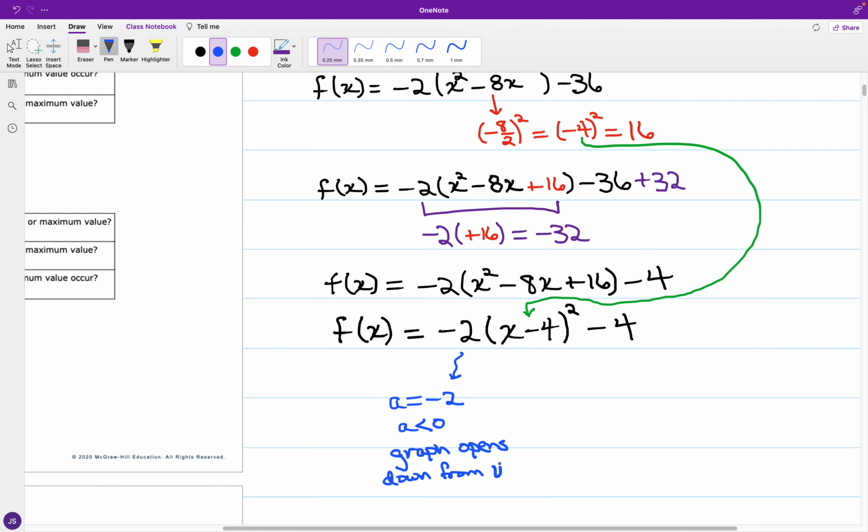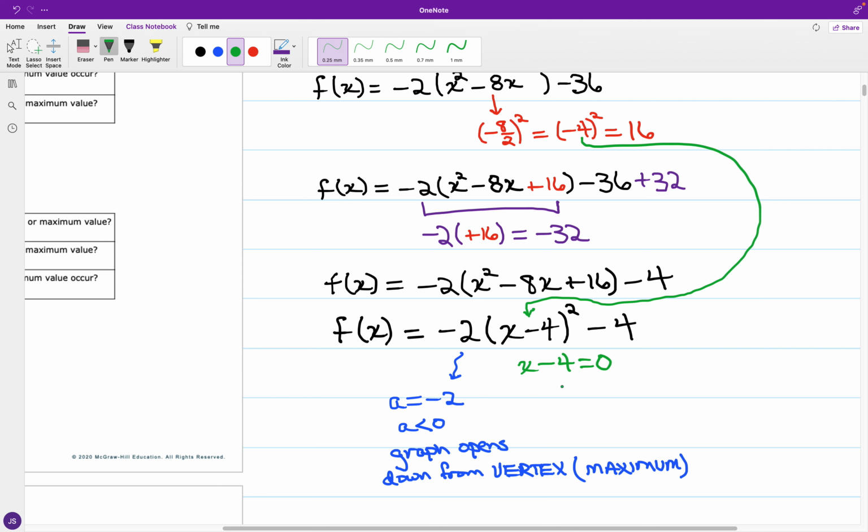From the vertex. Okay, so the vertex is going to be the high point. So the vertex is going to be a maximum. If the graph were to be opening upward, the vertex in this case would be a minimum. Okay, now for the values of h and k, again, we have x minus 4.